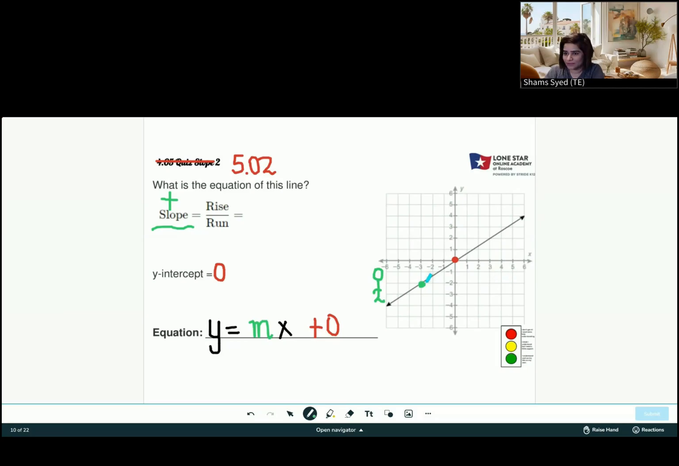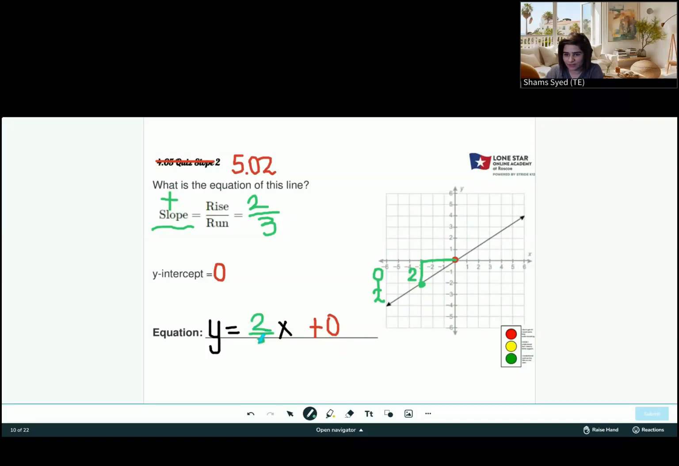The stick figure goes up how much? The stick figure went up 2 blocks. 2 times. And then it goes over 3 times. Very good. So it's time to get rid of the m and put a number. The number is going to be 2/3.